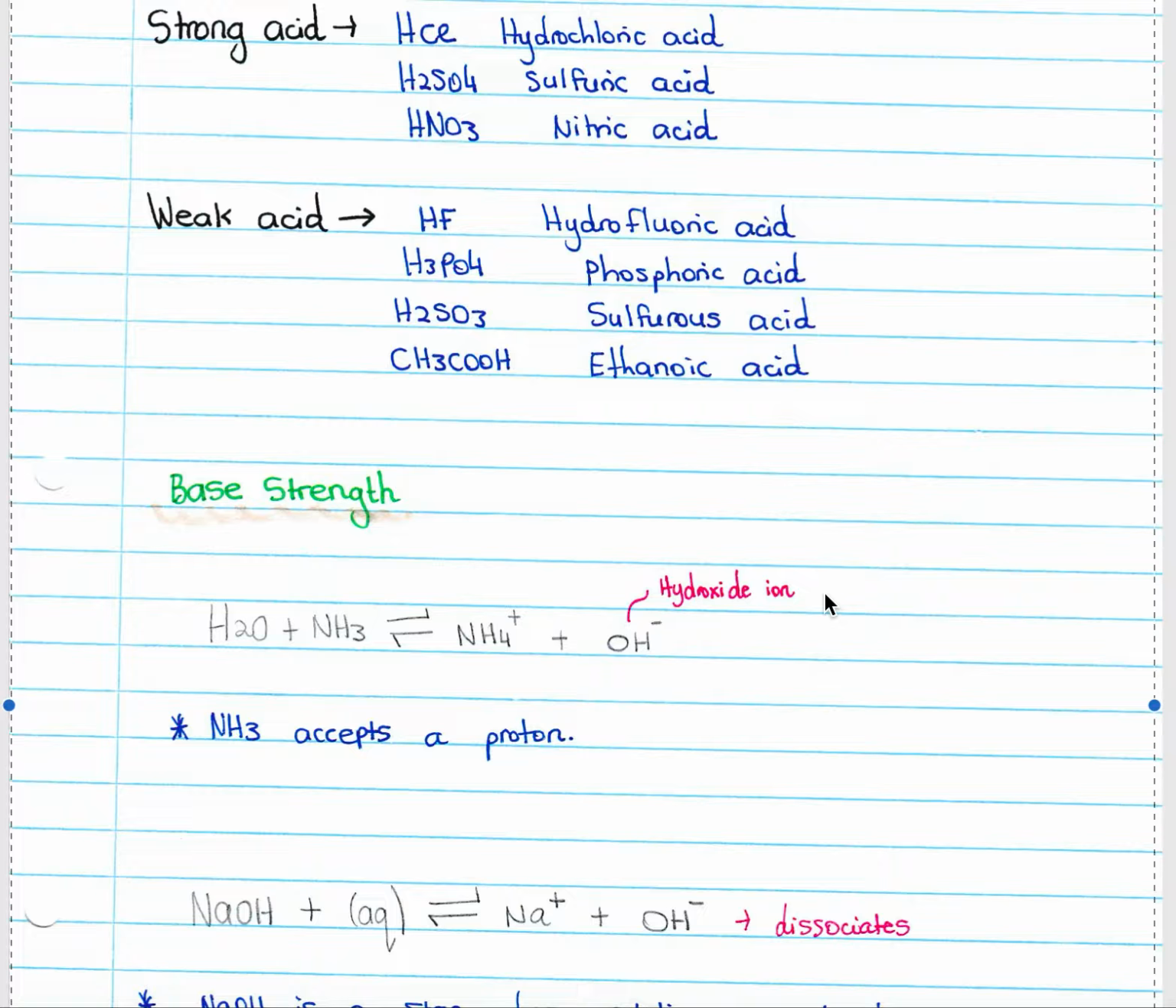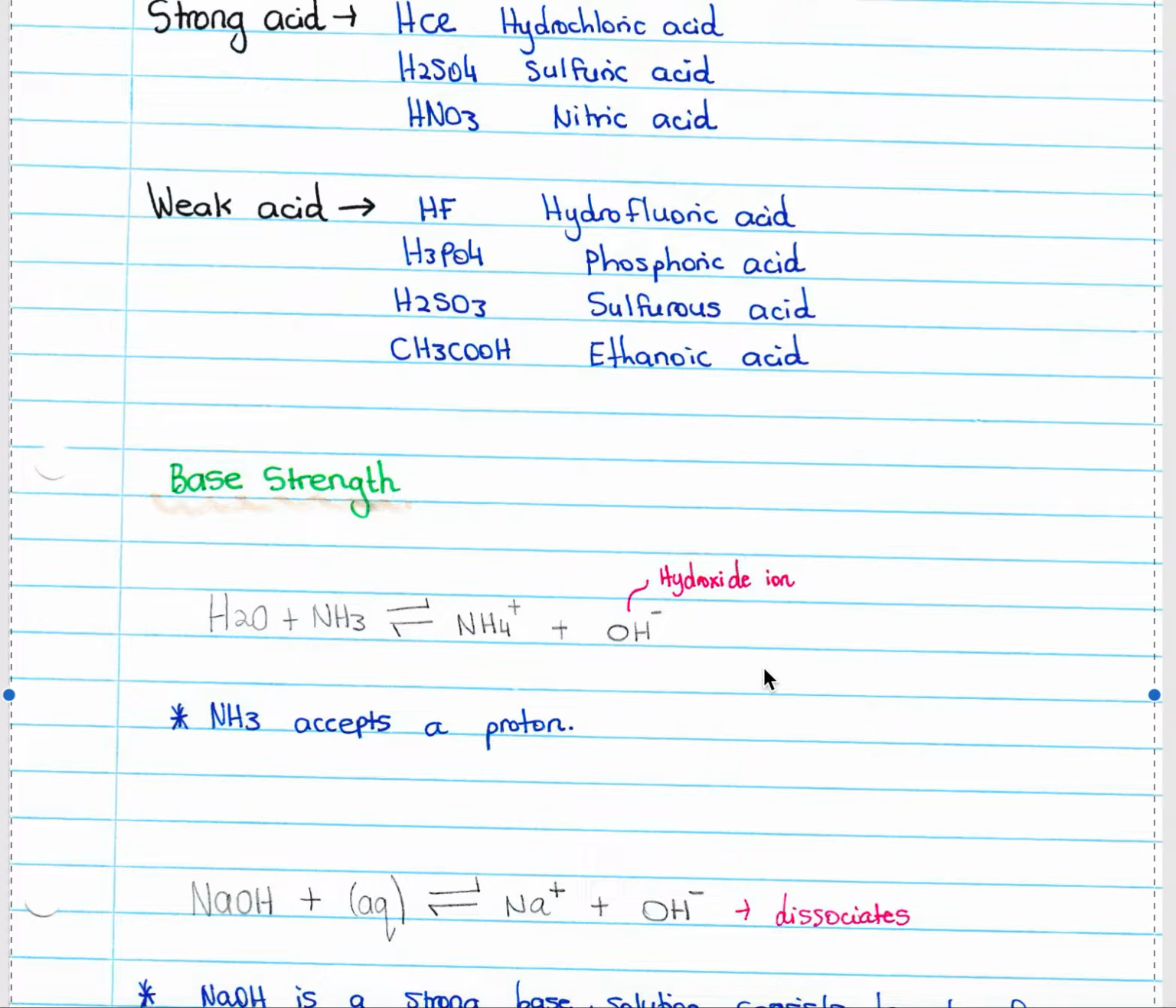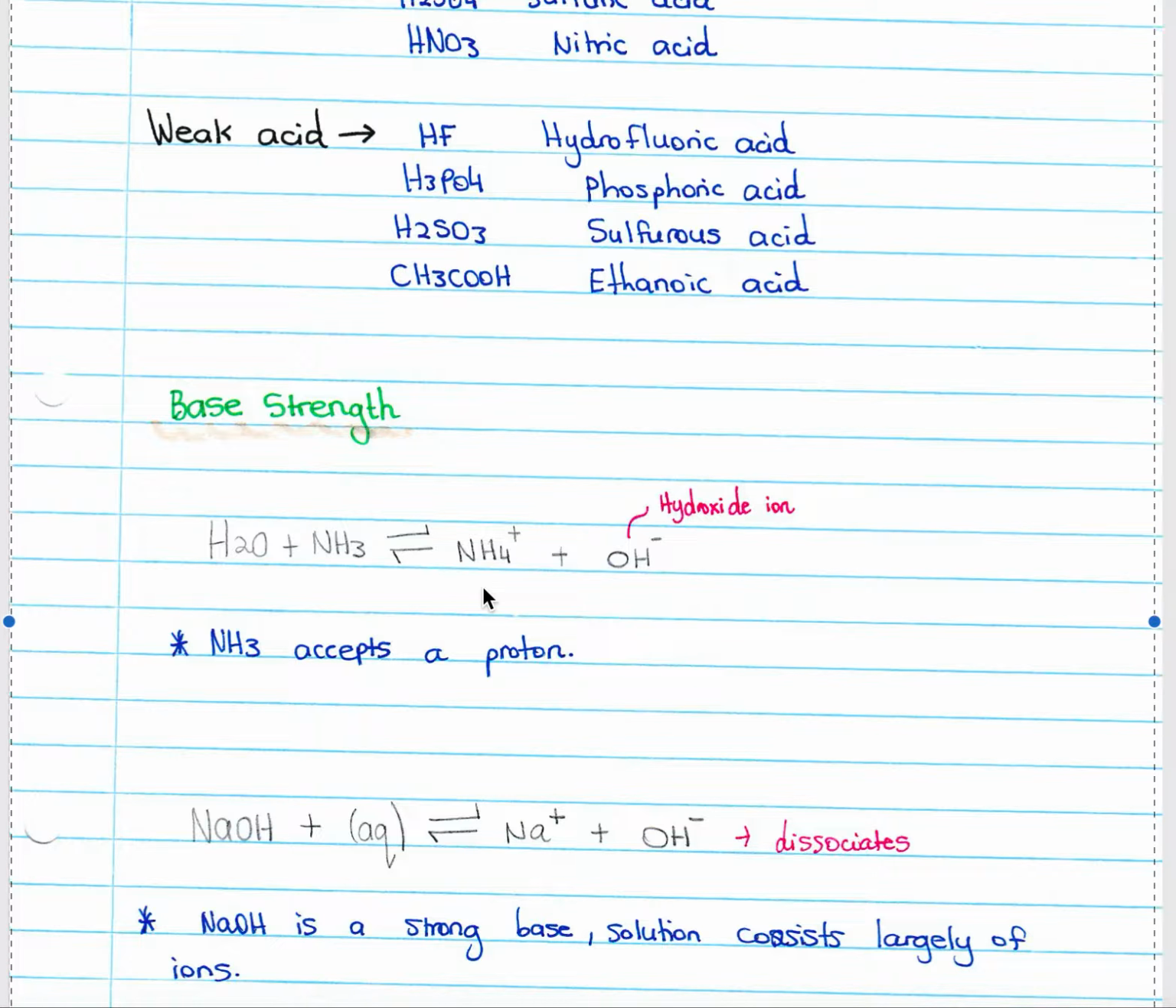Now, if we look at the strength of a base, we look at this example over here. H2O plus NH3 forms NH4 plus, NH3 has accepted a proton, plus OH minus, which is the hydroxide ion. NH3 accepts a proton, meaning it is the base, and H2O is the acid, it donates a proton.